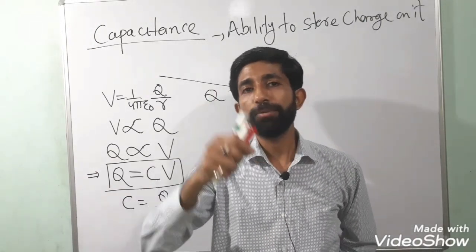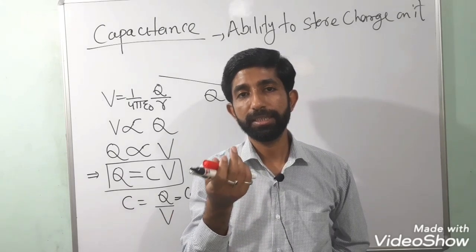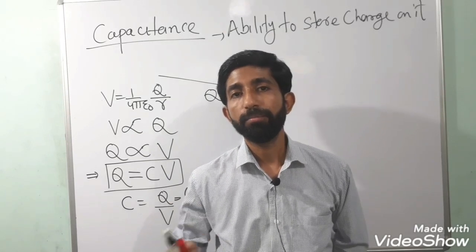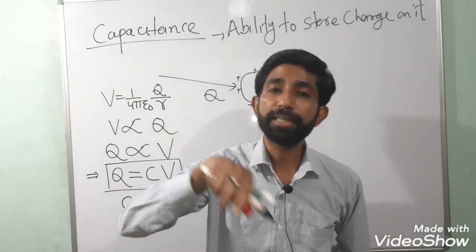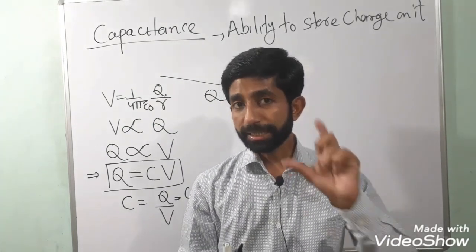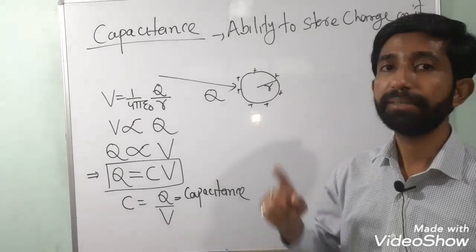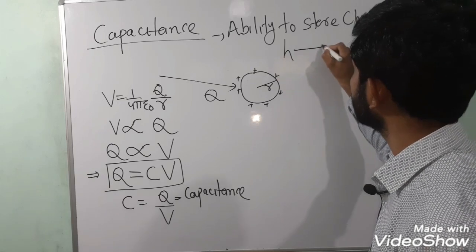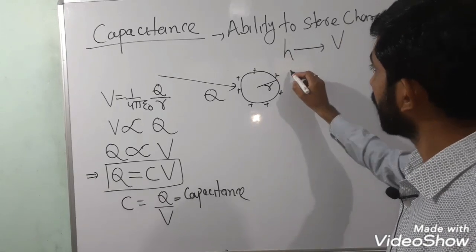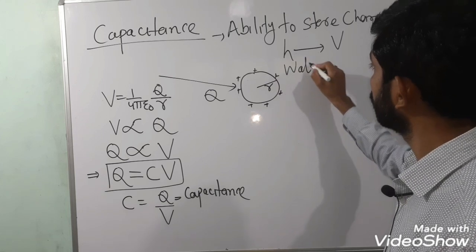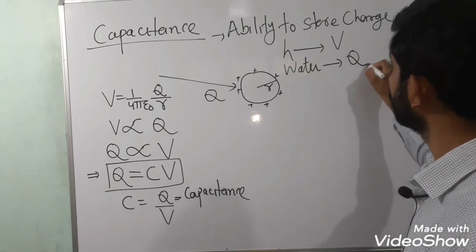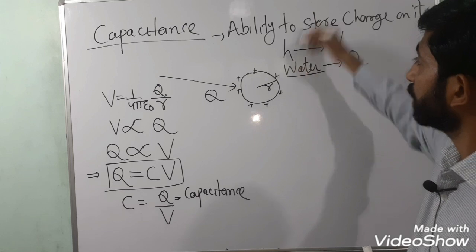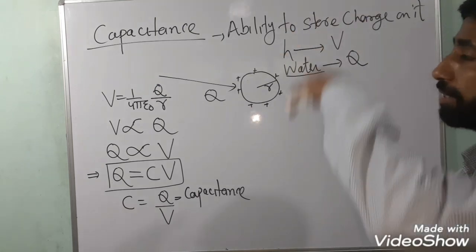When you start putting water, the level of water increases, and simultaneously the content of water filled increases. The more height it acquires, the more water we are giving it. Height can be compared with the potential, and water can be compared with charge. The more water you provide to the bottle, the higher it rises.